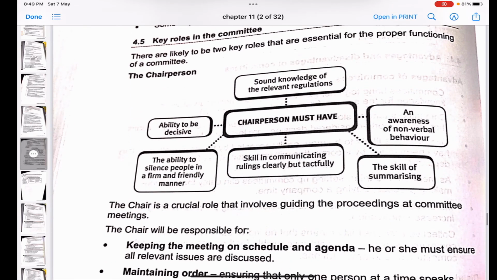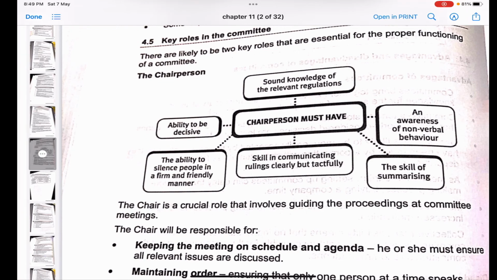The key roles in the committee. There are likely to be two key roles for the proper functioning of any committee. The first one is the chairperson. The chairperson must have sound knowledge of the relevant regulation and awareness of non-verbal behavior, skill of summarizing, skill in communicating, the ability to be decisive, the ability to silence people in a firm and friendly manner.